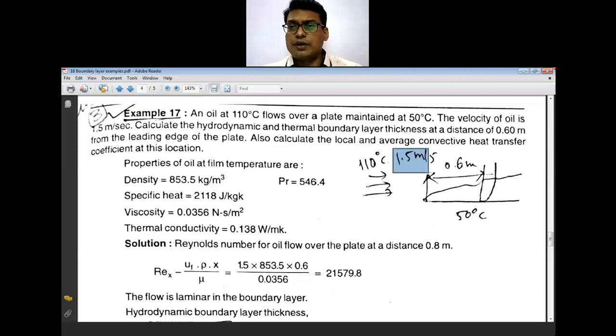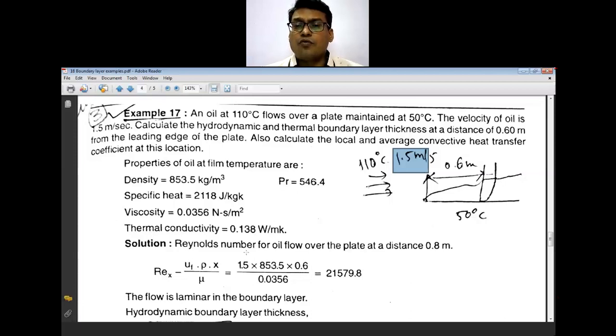Now in this example, the distance is mentioned, but the Reynolds number is not mentioned. In the previous example, we assumed the critical Reynolds number, and for that we calculated the thickness of the hydrodynamic and thermal boundary layers. Now we are going to calculate the Reynolds number, to see whether it is laminar or turbulent flow.